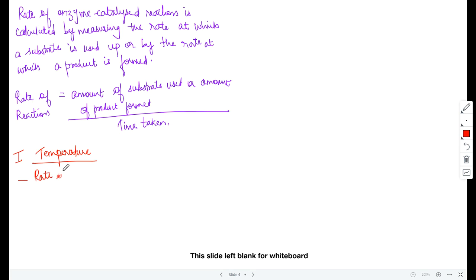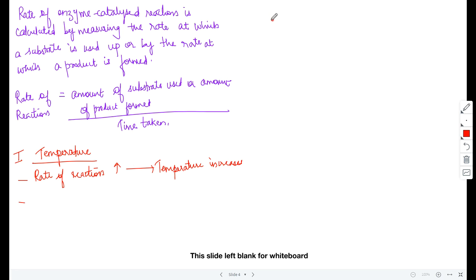So, rate of reaction increases when temperature increases. Okay? But at a high temperature, what is happening? The rate decreases. Again, why? Because the enzyme becomes denatured, right?